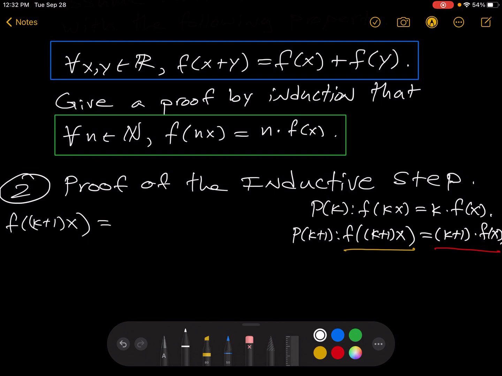All right, now what I'm going to do is I'm going to use the distributive property inside of the f of. Okay, so what's going to happen is we have (k plus 1) x, and as we know, that's kx plus x. Okay, so inside of the outer parentheses, this is f of kx plus x.